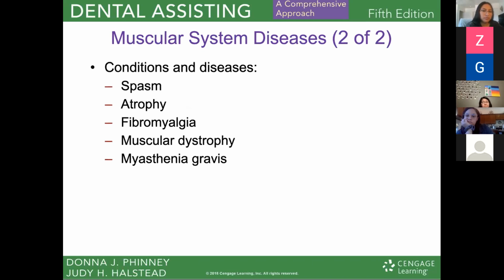Fibromyalgia is a chronic pain in the muscles and soft tissues surrounding their joints. The congenital disorder characterized by progressive degeneration of skeletal muscles is called muscular dystrophy. Myasthenia gravis is an autoimmune disorder that leaves muscles weak and fatigued.